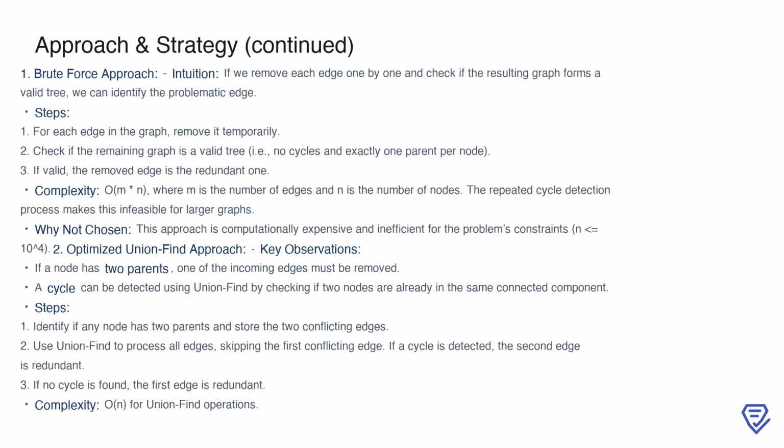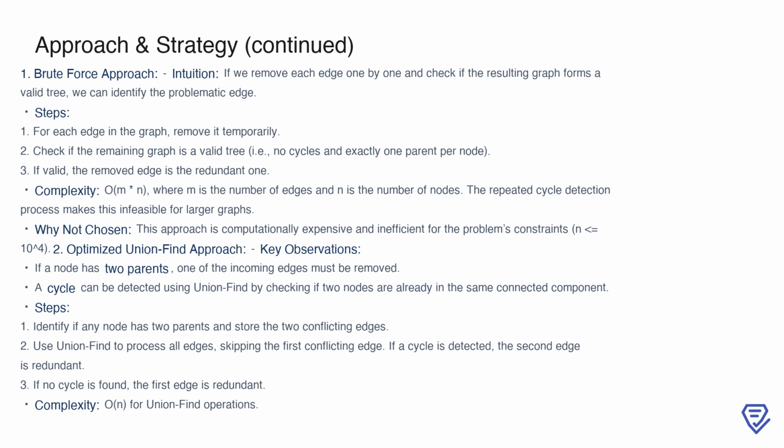One initial approach we considered was brute force. The idea here is straightforward. For each edge in the graph, we temporarily remove it and then check if the remaining graph forms a valid tree. A valid tree means no cycles and every node has exactly one parent. If removing an edge results in a valid tree, that edge is the redundant one. However, this approach has a significant drawback.